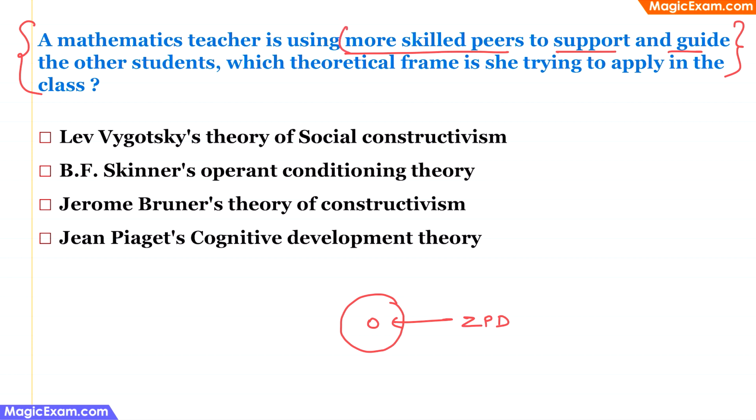And the more skilled peers, that is the peers who know more than the students who need the support and guidance. So these are nothing but the more knowledgeable others. And the support and guidance that is being given to these students is nothing but scaffolding. Therefore, these are all clues that the teacher is using Lev Vygotsky's theory of social constructivism in the classroom, and that is the correct answer.